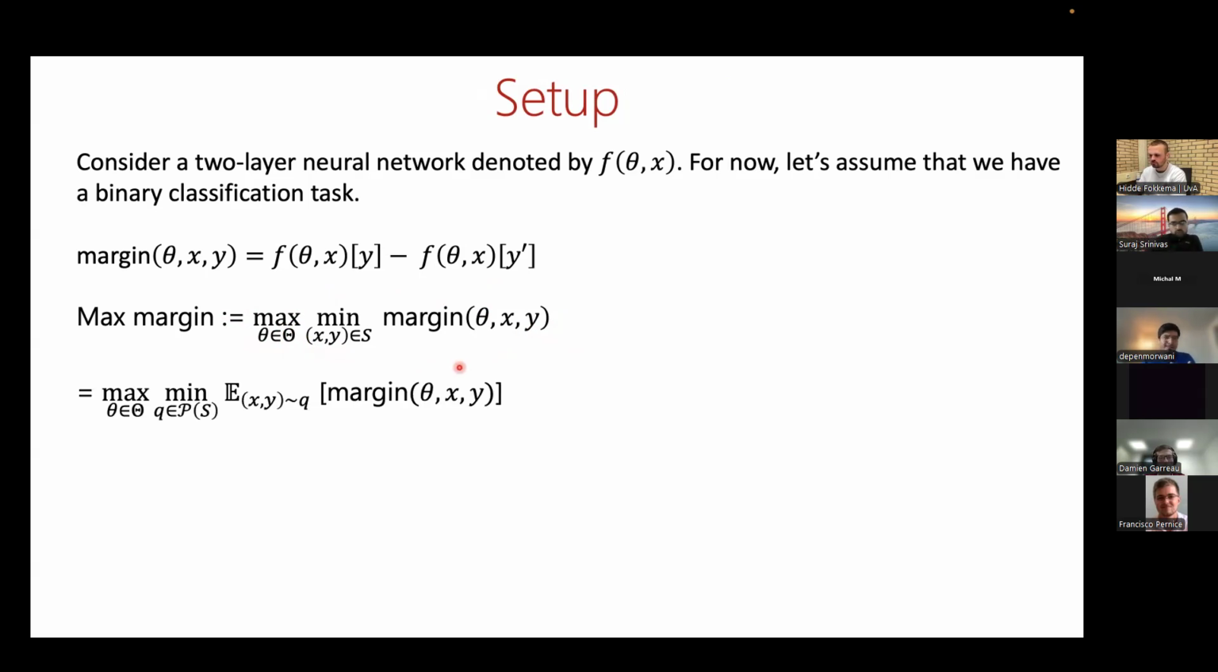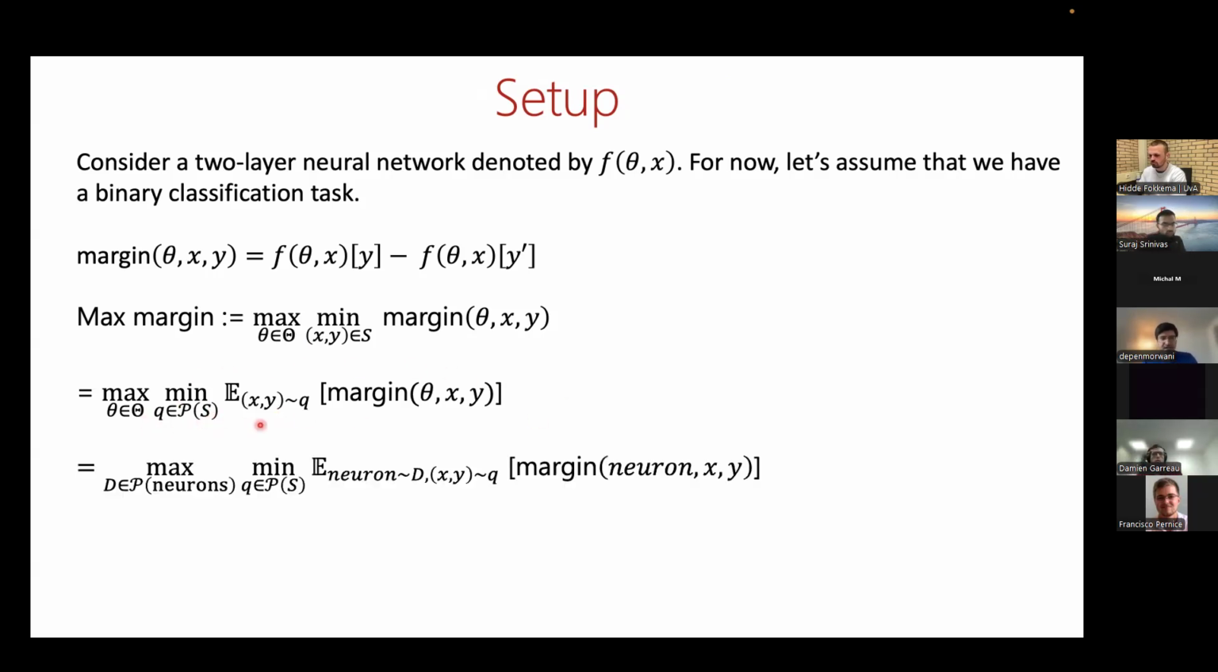So we can manipulate it a bit, and we can say, okay, we can consider any distribution over the training points, and then the definition remains the same. Now, this is the crux. In this case, for the second to third equality to hold, we really need to use the fact that the output f is a linear function of the neurons, as well as that the margin is a linear function of the output. That's why the second to third equivalence holds.